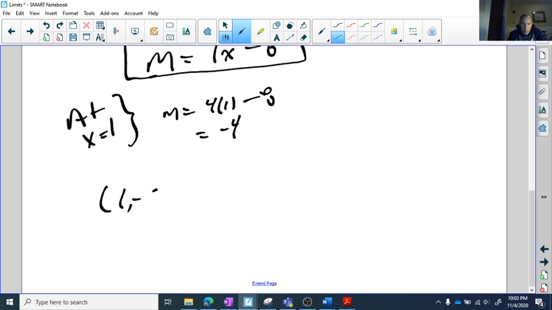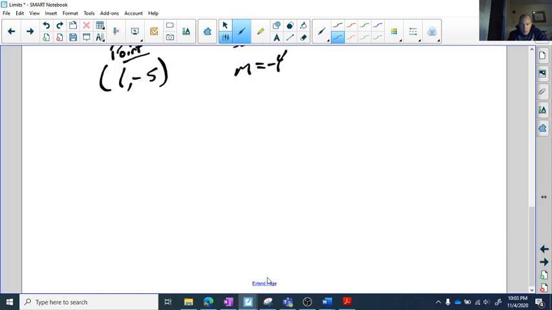I have (1, -5). That's my point. And I know that the slope of the tangent line you draw there is going to be -4. What we need to do is get the equation. The equation is found using grade 10, y minus y1 equals m times x minus x1. It's called the point slope formula.